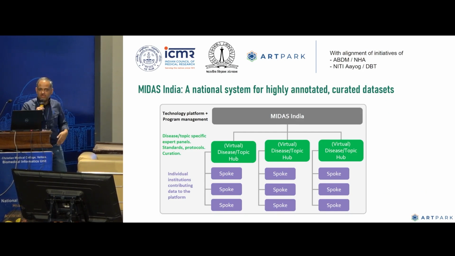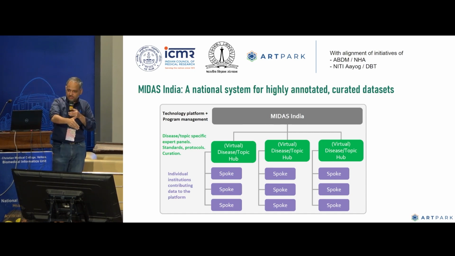There are several of these imaging data banks you would have heard about. What we are trying to do is really build a hubs and spokes model. While there will be specific institutions that we will enroll as hubs and spokes, I like to think of it more as a virtual model. It will be a platform as a service model where we are bringing together data from multiple places as an ongoing thing.